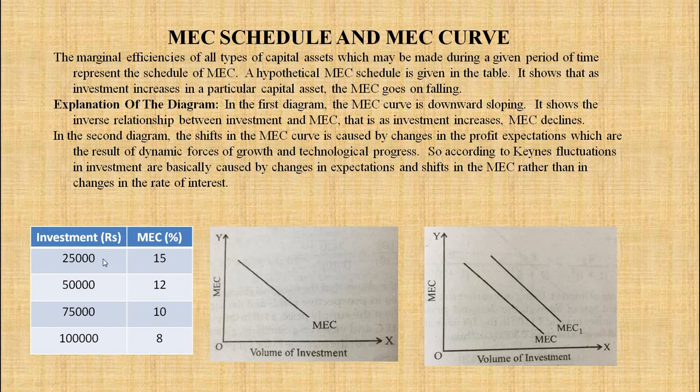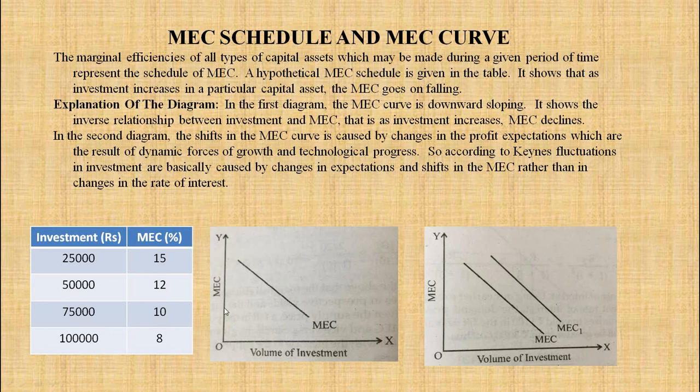In this table, investment is rising from 25,000 to 50,000, then 75,000 and 1 lakh, but marginal efficiency of capital is falling from 15 to 12, 10 and 8. These are hypothetical figures we have given here. Then the explanation of the diagram.